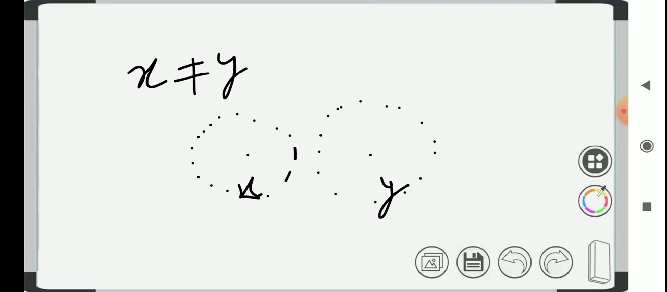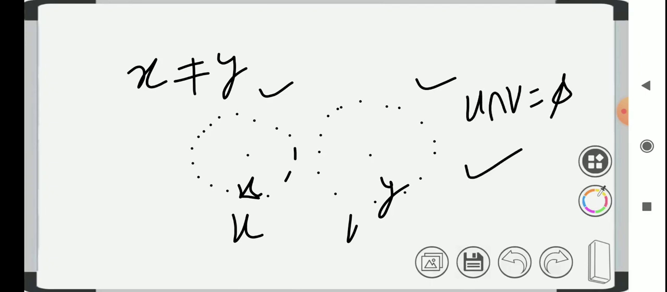If we can do this for every pair of distinct points, that is, we can choose two different neighborhoods, at least one around x and at least one around y, whose intersection is phi, that is U intersection V is phi, then we say that this is a Hausdorff topological space. So we will show that this topology generated by this basis is not a Hausdorff. So let us show.